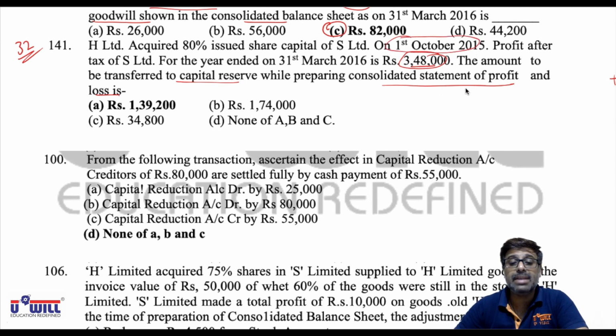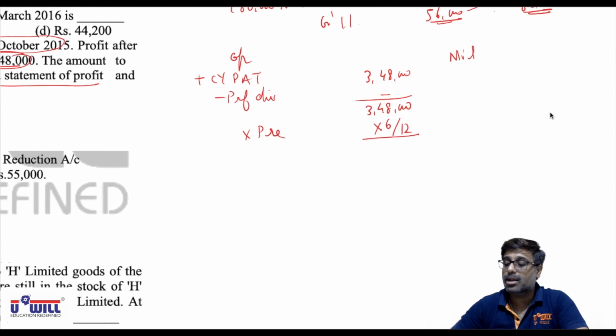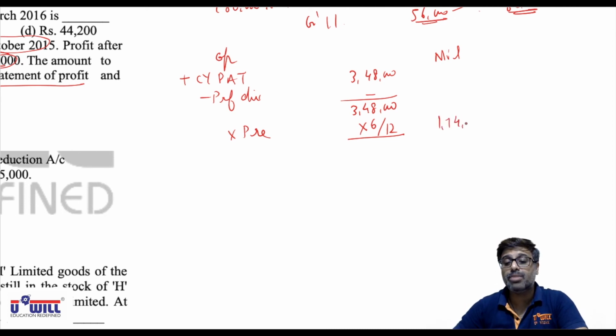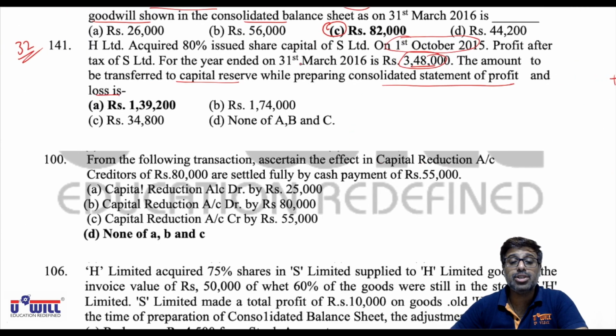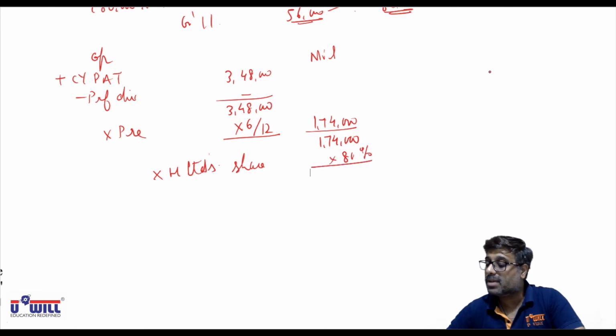1st October means April to September. 6 months is the pre-acquisition period. So 3,48,000 into 6 divided by 12, that is 1,74,000 is pre-acquisition profits. Opening balance nil means total capital profits are 1,74,000 only. In that we will find the holding company's share, that will come in capital reserve. Holding company's share is 80%. So 1,74,000 into 80%. What amount of capital reserve will come?